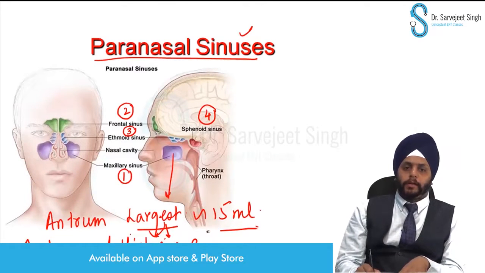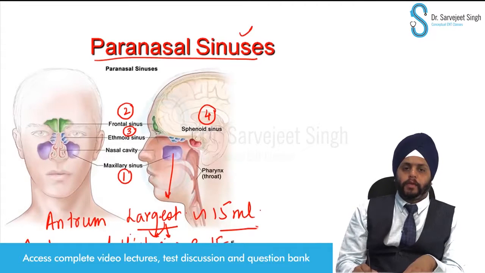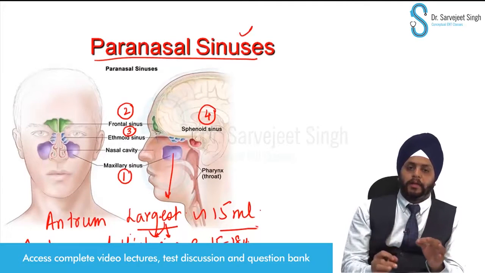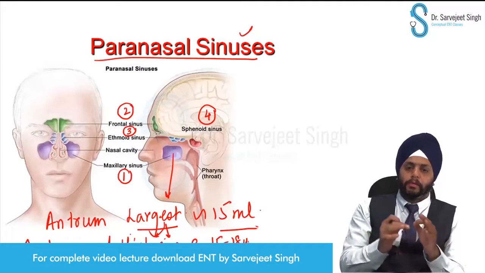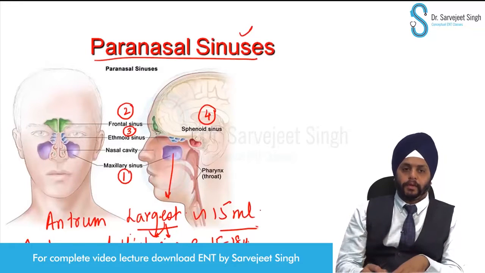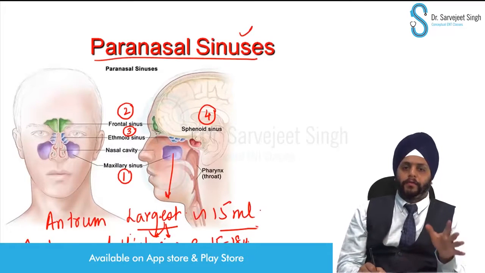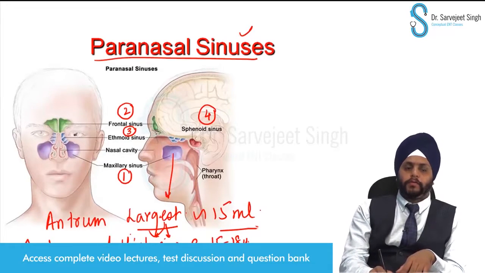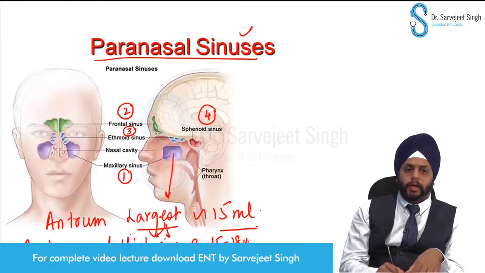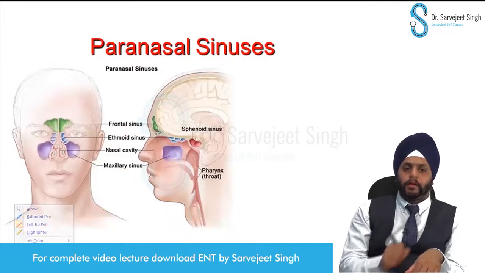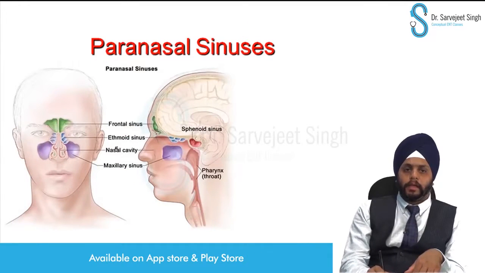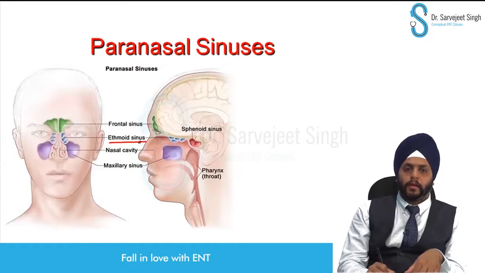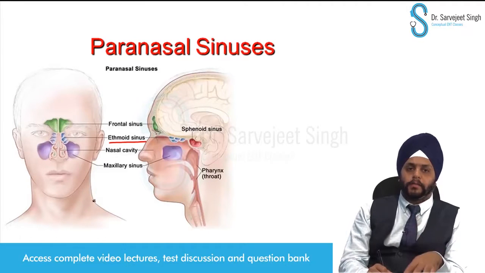This sinus keeps on developing and reaches adult size by 15 to 18 years of age. So remember, 15 ml is the volume, and 15 to 18 years of age is when it reaches adult size. Now this is the sinus which is first to develop, the maxillary sinus. So what comes after the maxillary sinus? After the maxillary sinus comes the ethmoid sinus.